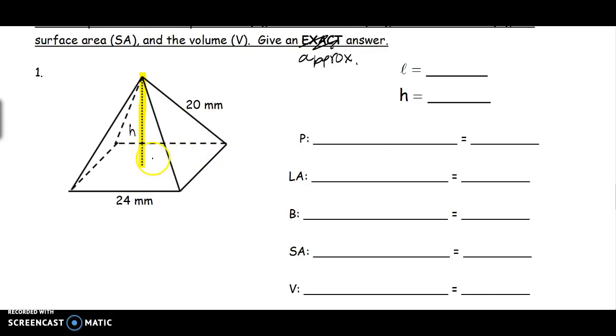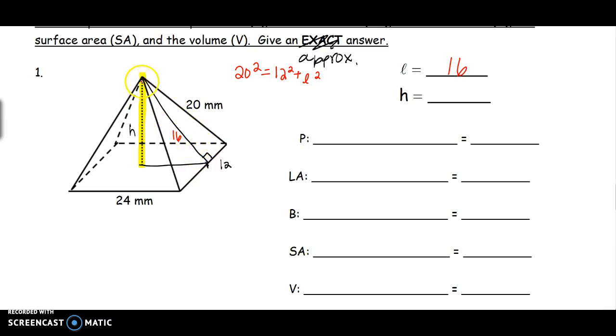The one thing we need to do is, since this is a square base, we know this whole thing is 24, but we can draw this line out, which now marks it into half, so that's 12. When we draw our slant height, we can use this 12 and 20 to find our slant height. So you would do 20 squared, because that's the hypotenuse, equals 12 squared plus slant height squared. When you find that, your slant height is going to be 16.